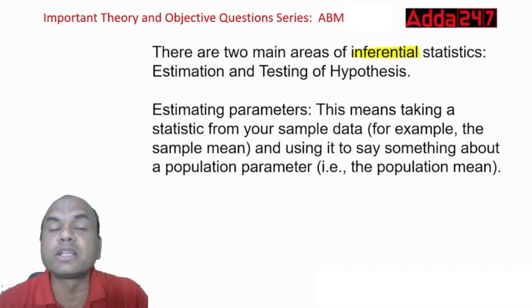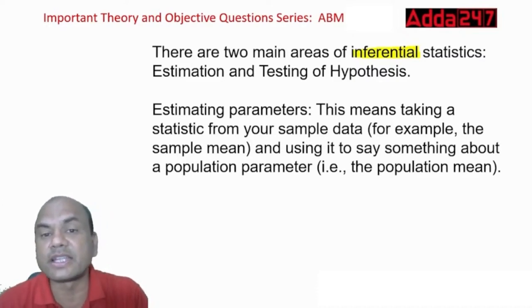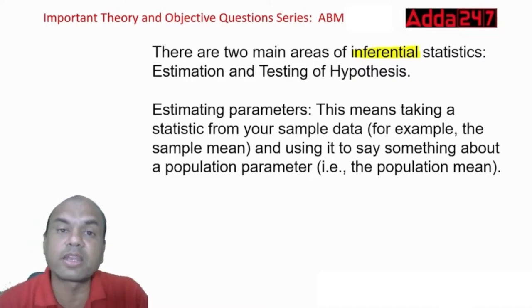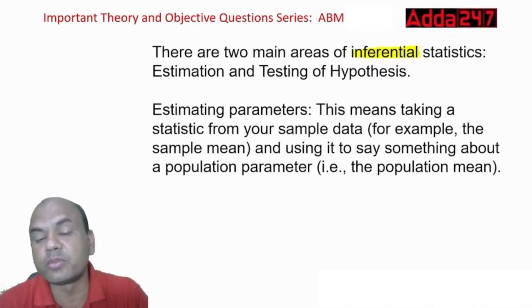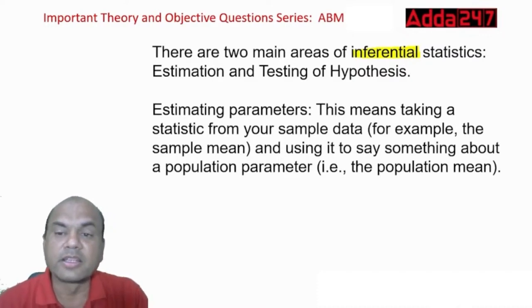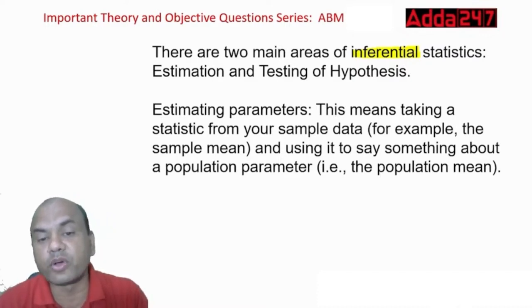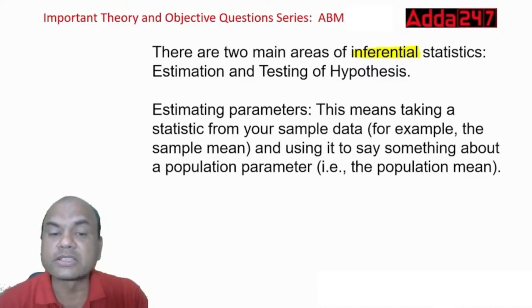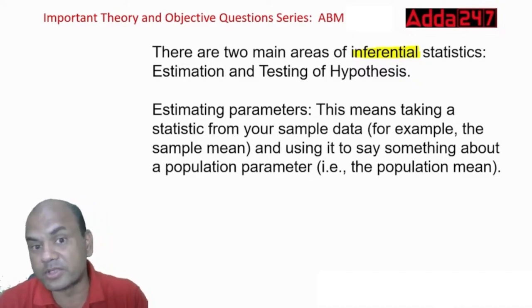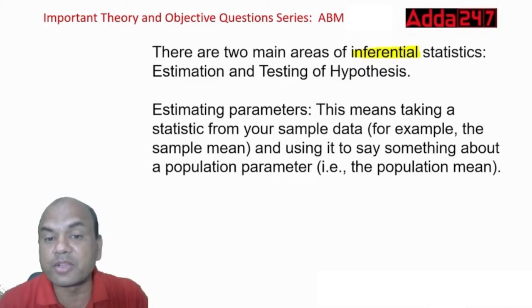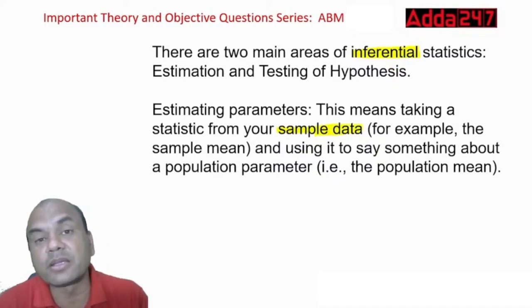Estimation means what I am doing, sitting on the bench work, means sitting over here, doing specifically the calculations. And testing of hypothesis means I assume something and go on the field and then find out the real answer. Estimation means doing the calculations more; this is going on the field more. So estimating parameters means taking a statistic from your sample data and using it to say something about the population parameter. Taking the statistic from your sample data means something which I have collected already, I'll be using that and estimating something about the population.